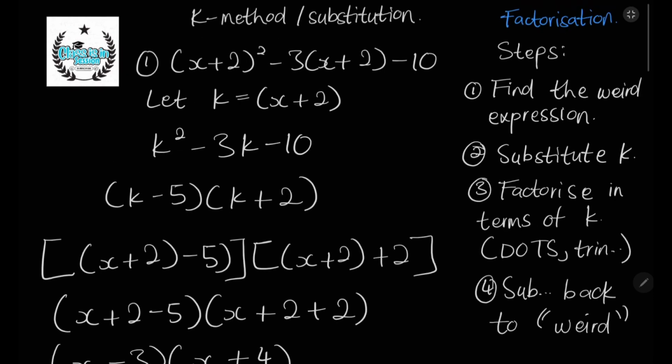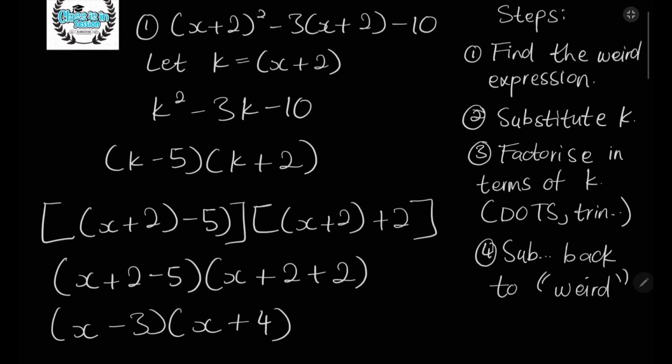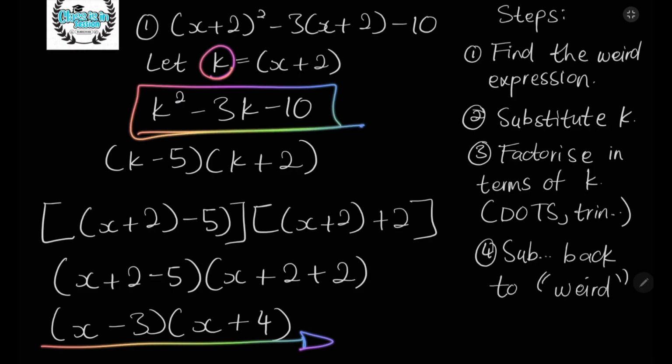And that is how we factorize the first example using the substitution method, or the k method. This is the final answer. We had to use k so that it looks a bit more approachable. So the k method, in simple terms, basically helps you to see expressions in a simpler manner.